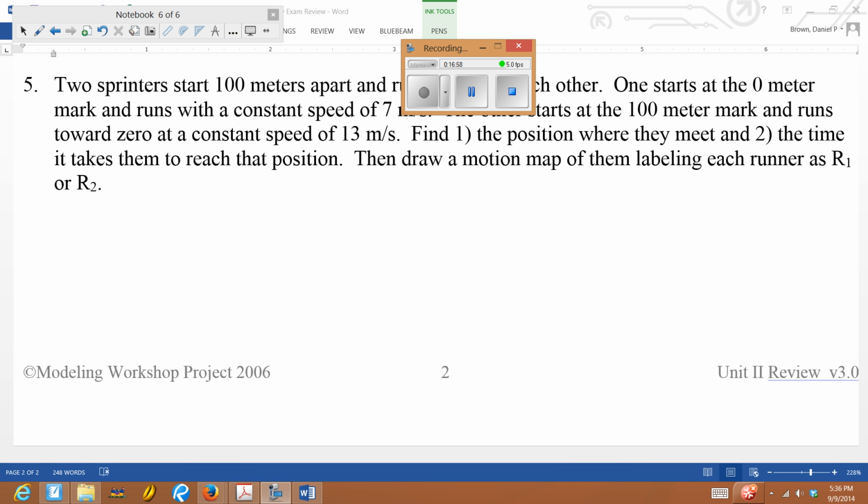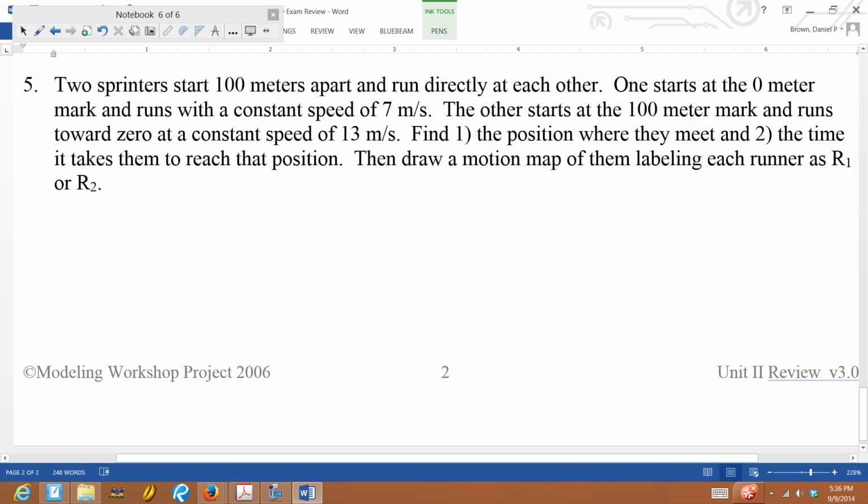Okay, so here we are looking at your last problem. We have 2 sprinters starting 100 meters apart, okay, and they run directly at each other, similar to what we did in class today with the 2 cars that had a head-on collision. One starts at the 0 meter mark and goes at a constant speed of 7 meters per second. The other one starts at the 100 meter mark and runs toward the 0 with a speed of 13, almost twice as fast. Find the position where they meet and the time it takes them to reach their position, and then draw a motion map of them, labeling each runner as R1 and R2.